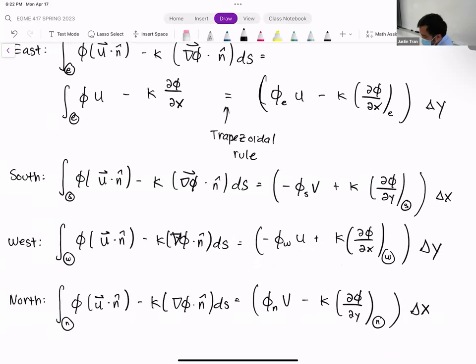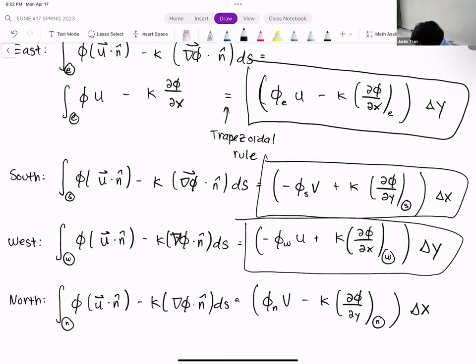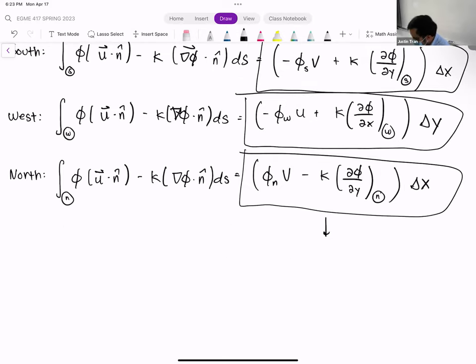So these are the values of our four integrals. Let me go ahead and box them, because these will be important once we apply boundary conditions. Any questions on how we obtain these four equations? Okay. Let me take note of these equations because this form is important. These are the flux form of our finite volume equations in 2D.